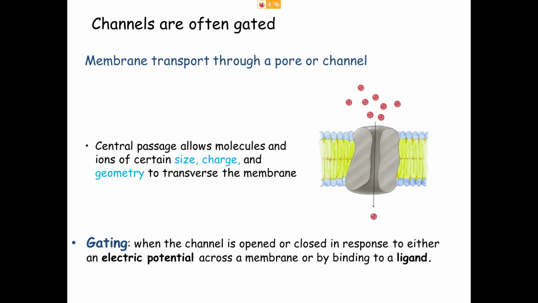In fact, you could have one open with light shining on it. Okay? So there's lots of ways to gate these channels, and there's lots of things they could or could not pass through the channel. Right? And we'll look at an example of that.